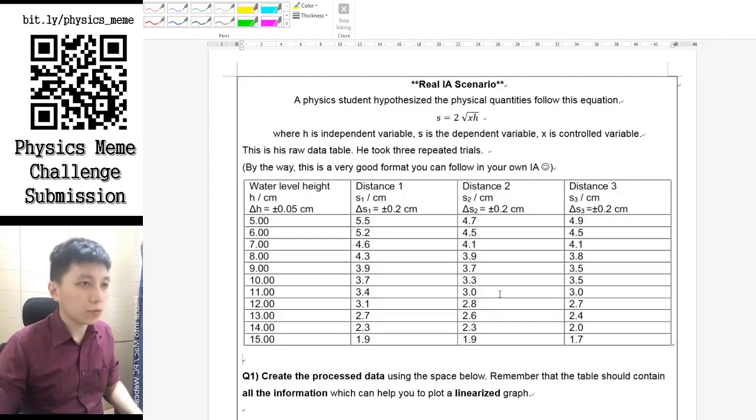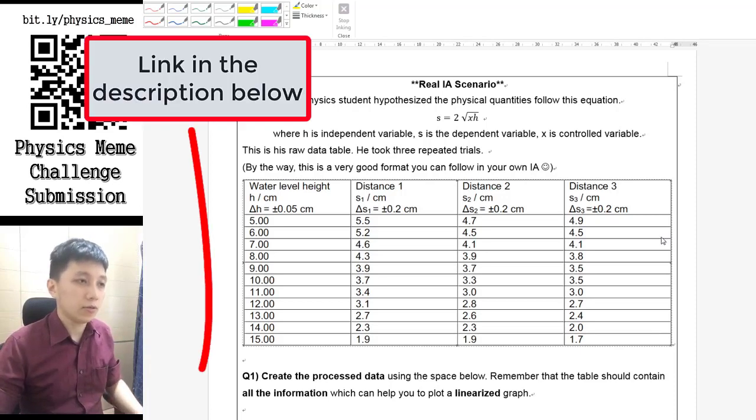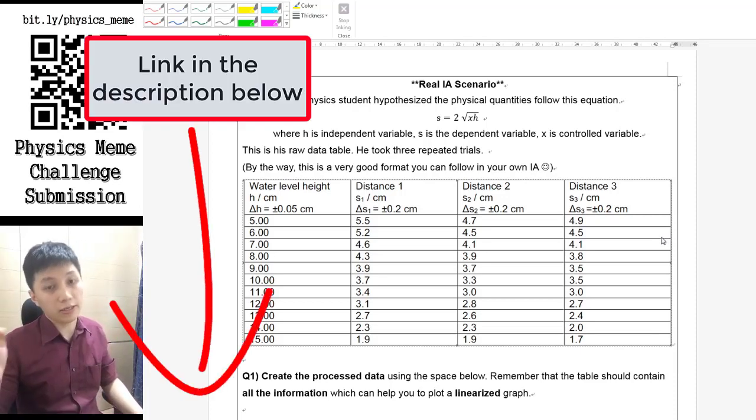Hi, in this video we'll go through a question set on my note which is about data analysis, and you also get to apply what you learned from linearization in the previous video. The data that I provide to you is from a real experiment, and if you want to get this data digitally in an Excel file, I'll put a link in the description below.